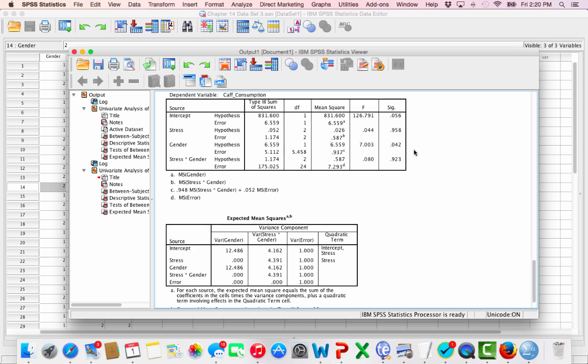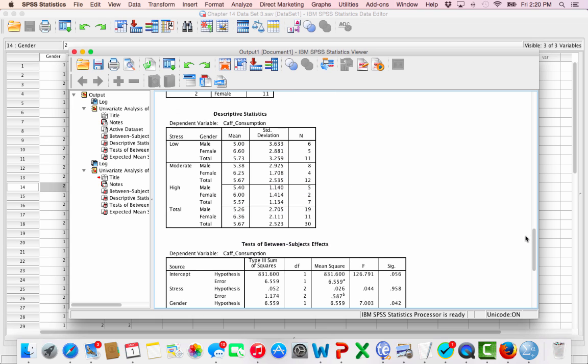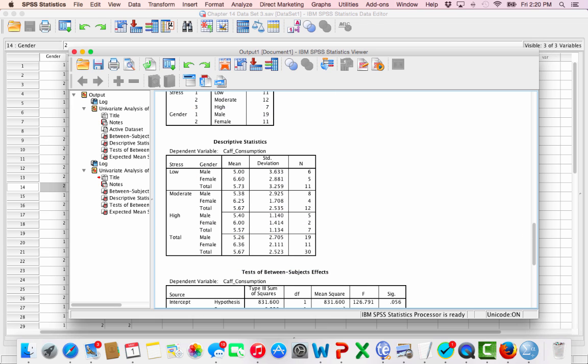But gender is 0.04, less than 0.05. This is statistically significant. It would be related to caffeine consumption. Next, we have the interaction effect between stress and gender, 0.923, greater than our alpha level, and therefore not statistically significant. Once you determine which are statistically significant, you can go up and determine how they are changing.